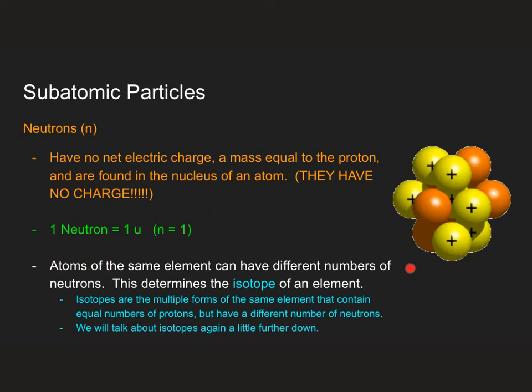Okay, atoms that have different numbers of neutrons, but are of the same element, meaning they have the same number of protons, would make something that is considered an isotope. If you've ever heard of something like carbon-14, carbon-14 is actually a radioactive isotope, and that just means that it's a carbon atom that has different amounts of neutrons. Okay. We'll look a little bit more at those, especially when we get to nuclear decay.